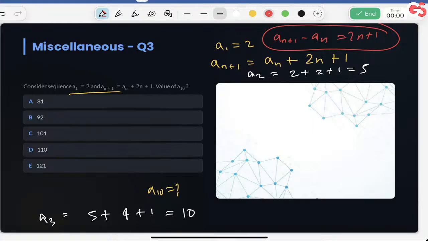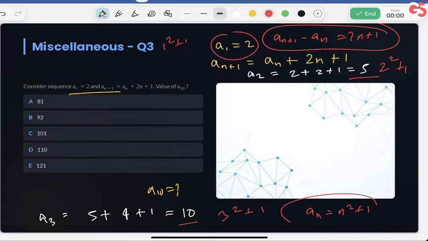Okay, Shriyesh. This is how we can play with this. Actually, here we can also see what is happening. Are you getting it? What exactly is happening over here? You know what? This guy is 1 square plus 1. This guy is 2 square plus 1. This guy is 3 square plus 1. So basically an is n square plus 1. That is what you will get if you try to play with this. So a10 is 10 square plus 1, that is 101. So even if you don't know how to play with recursive functions, you at least can find the pattern.